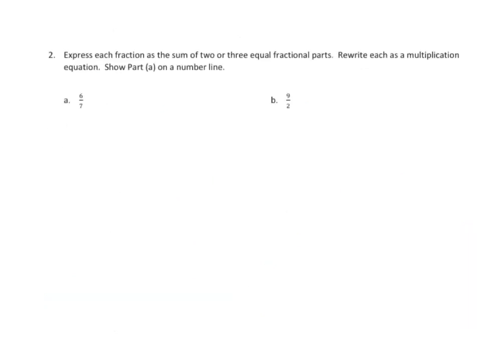It says express each fraction as a sum of 2 or 3 equal fractional parts. Rewrite as a multiplication equation, show part A on the number line. Well, let's take a look at our first fraction. We have 6 sevenths. What we're going to do with that is decompose it into equal parts. There's a couple ways we could do that. I could decompose that into 3 sevenths and 3 sevenths. I could also decompose it into 2 sevenths, 2 sevenths, and 2 sevenths.